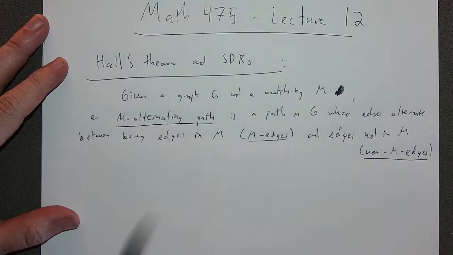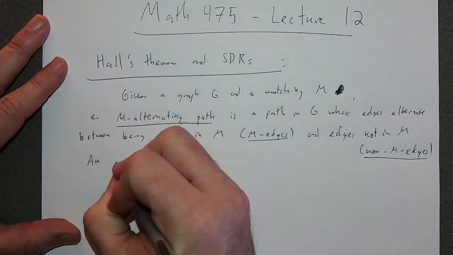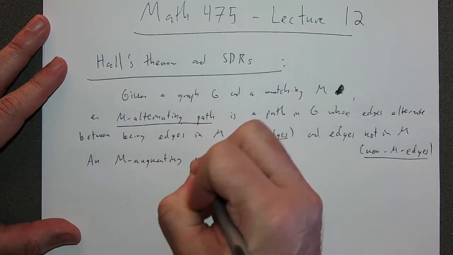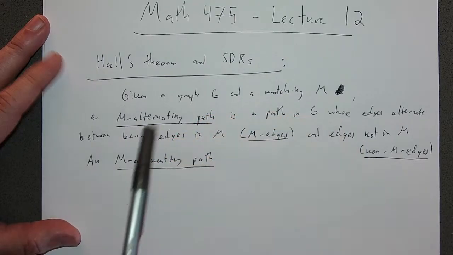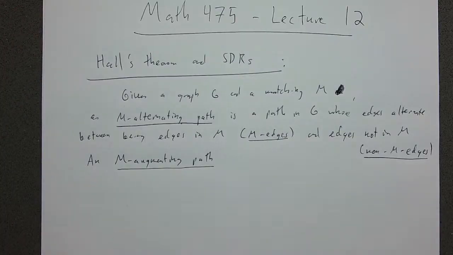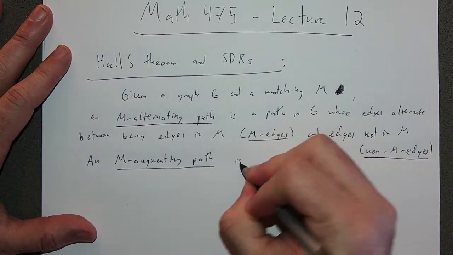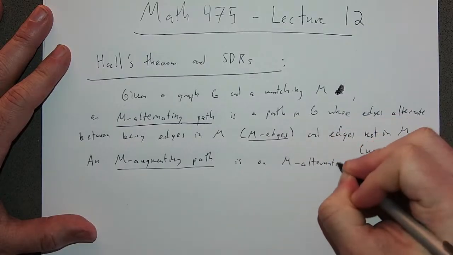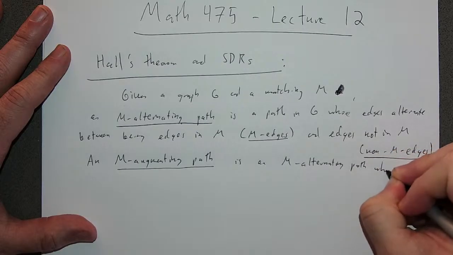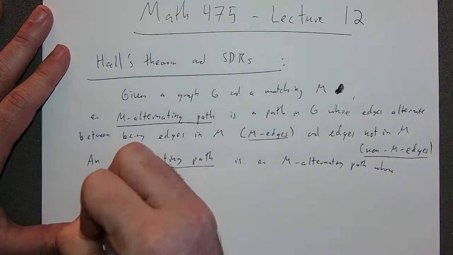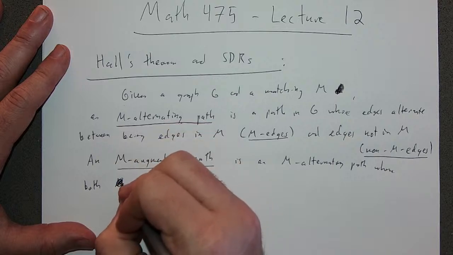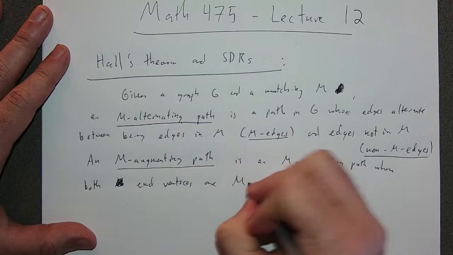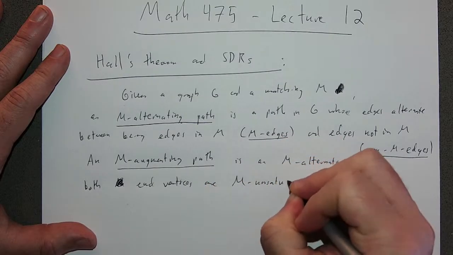Okay. A related concept is that of an M augmenting path. An M augmenting path is an M alternating path where both end vertices are M unsaturated, i.e. they're not in M, right?